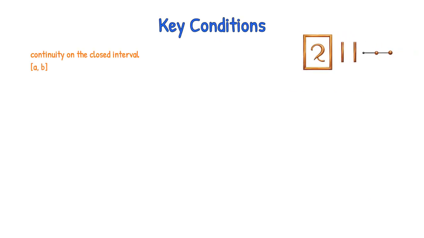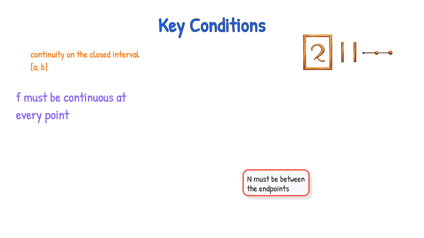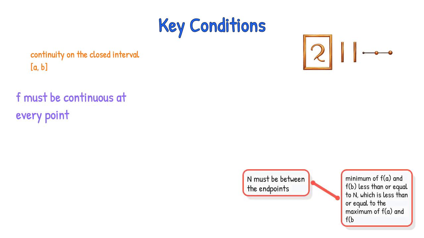First, continuity on the closed interval [a, b]: f must be continuous at every point in the interval, including the endpoints. Second, a closed interval, meaning the domain must include the endpoints a and b. Third, n must be between the endpoints. n must satisfy the minimum of f(a) and f(b) less than or equal to n, which is less than or equal to the maximum of f(a) and f(b).